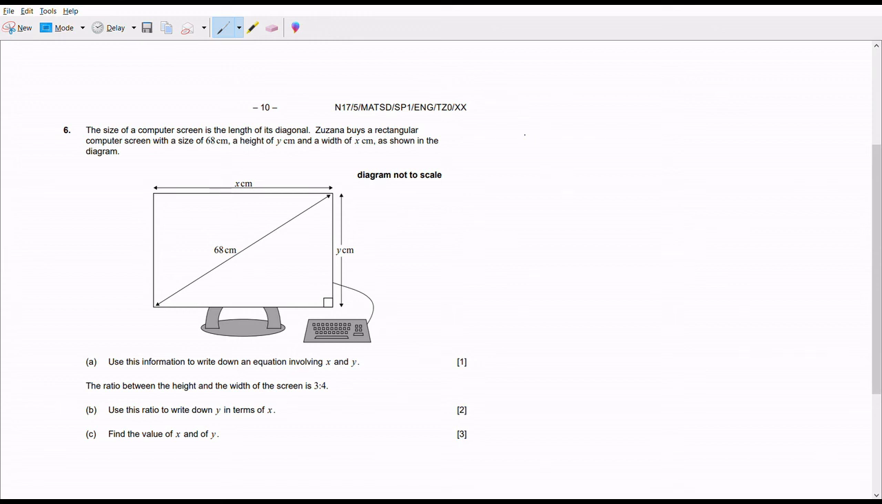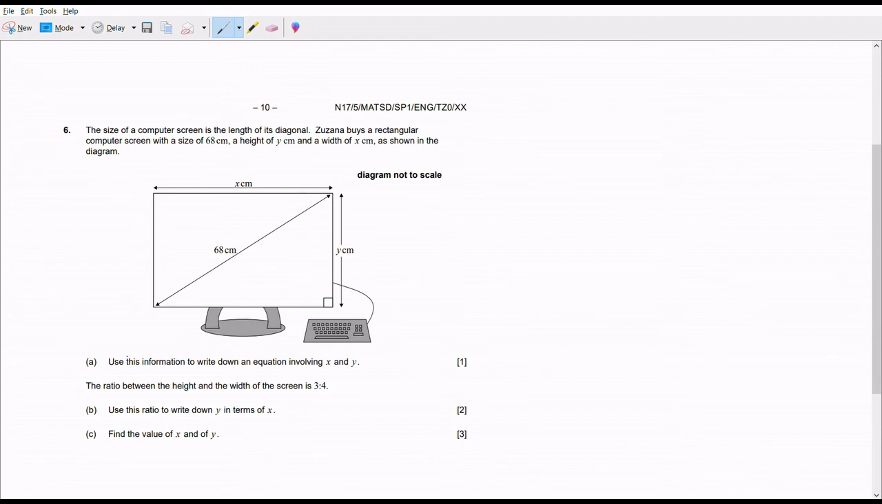Hello everybody, today we're going to be going over a ratios problem at the IB Math Studies level. In the problem they tell us that the size of a computer screen is the length of its diagonal, okay? And that Susana buys a rectangular computer screen with the size 68 centimeters, which is the line going diagonally, a height of y and a width of x, okay? And thankfully they give us the graph.